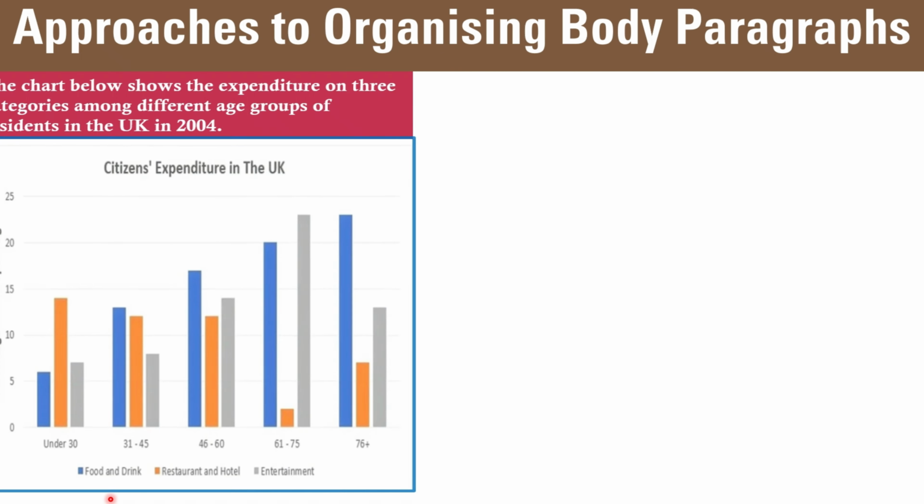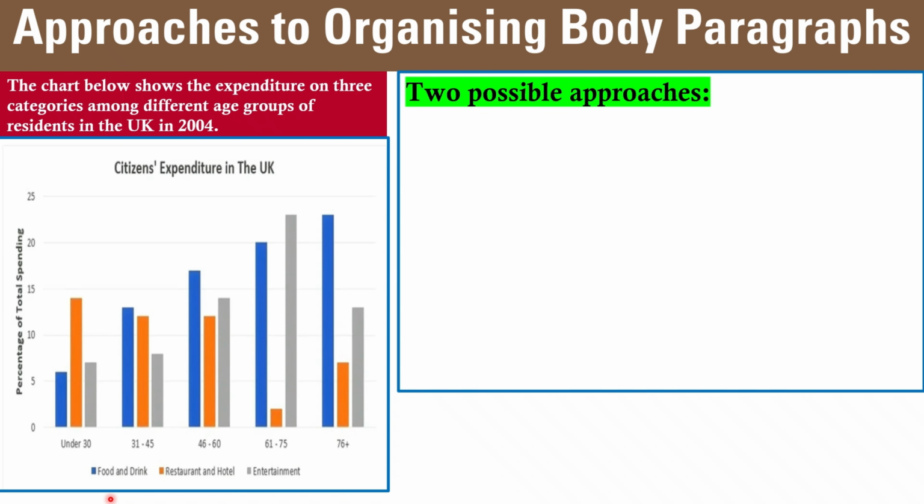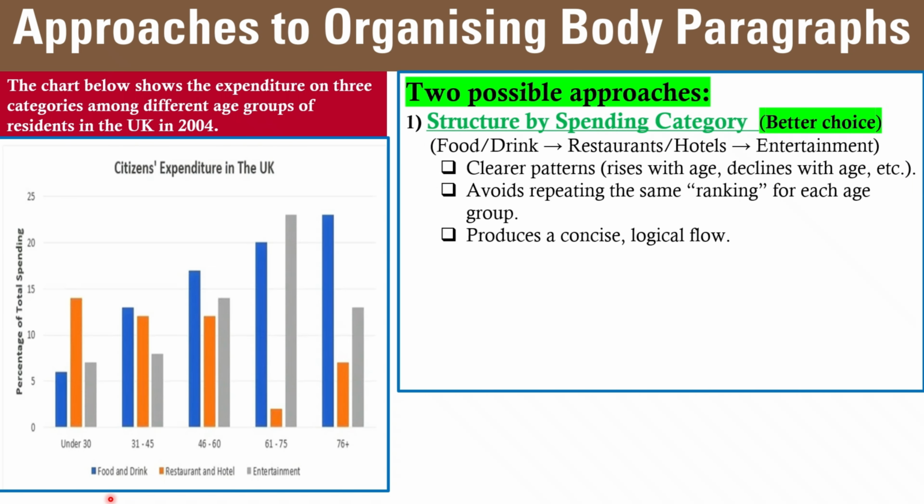So, how should we actually organize this description? There are 2 possible approaches. The first is by spending category: food and drink, restaurants and hotels, and entertainment. This is the stronger approach because it allows us to group the data logically and describe clear patterns, such as food spending increased with age or restaurant spending declined among older people.